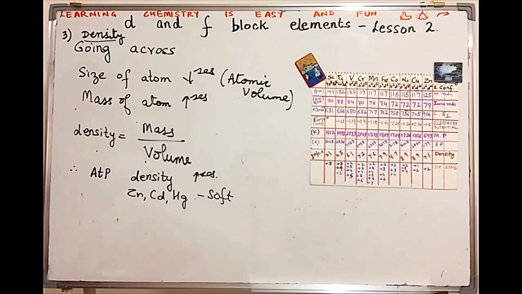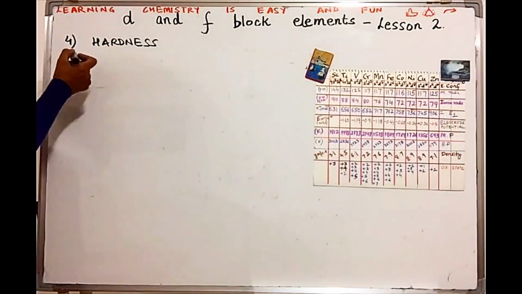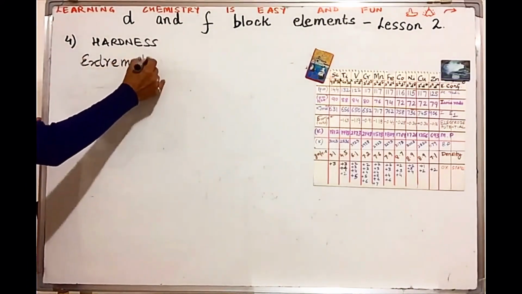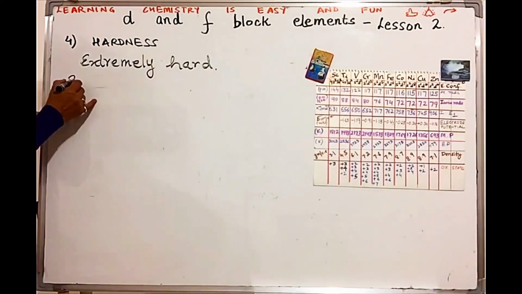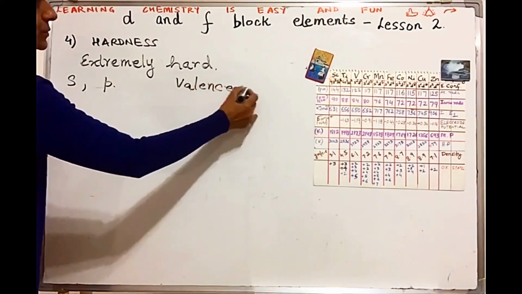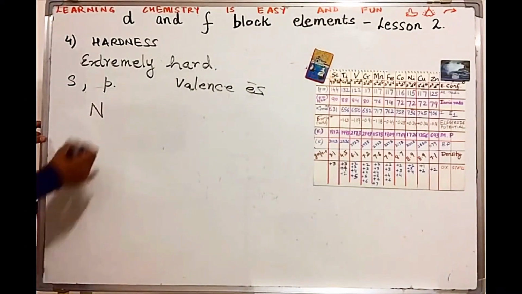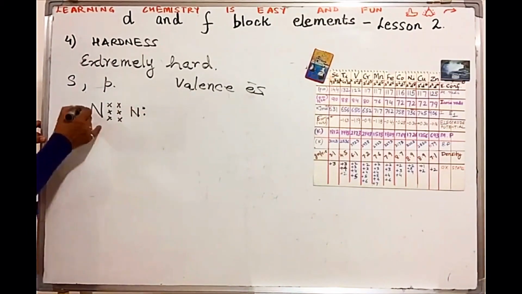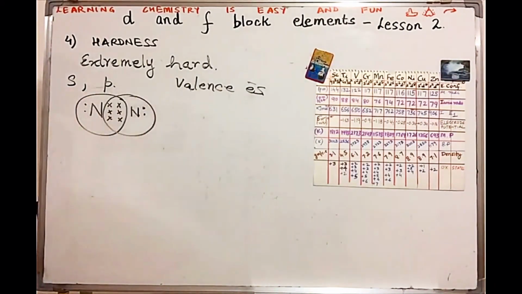Let's go on to the fourth one, that is hardness. Hardness is our next property. What explains the extremely hard nature of these elements? If you see the electronic configuration, in the case of the S and the P block elements, it was your valence electrons which were participating in bond formation. So when we were forming a molecule of nitrogen, it was the electrons in the valence shell which were participating in forming the triple bond between the two nitrogen atoms.